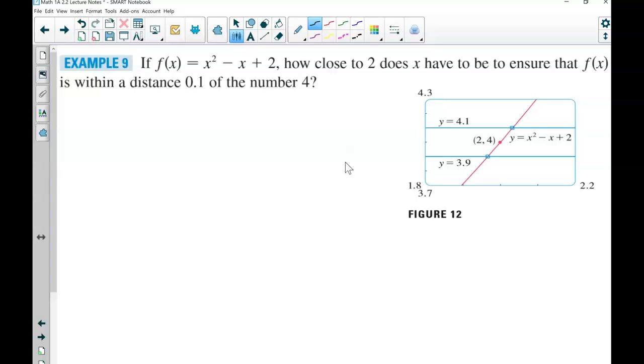Okay, let's take a look at example number 9. If we have the function f of x equals x squared minus x plus 2, how close to 2 does x have to be to ensure that the function f of x is within a distance of 0.1 of the number 4? So again, we're saying how close to 2 does x have to be to ensure that the function is within a distance of 0.1 of the number 4.